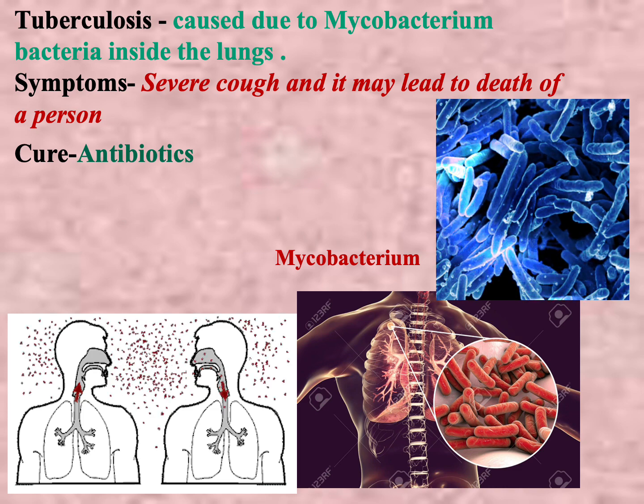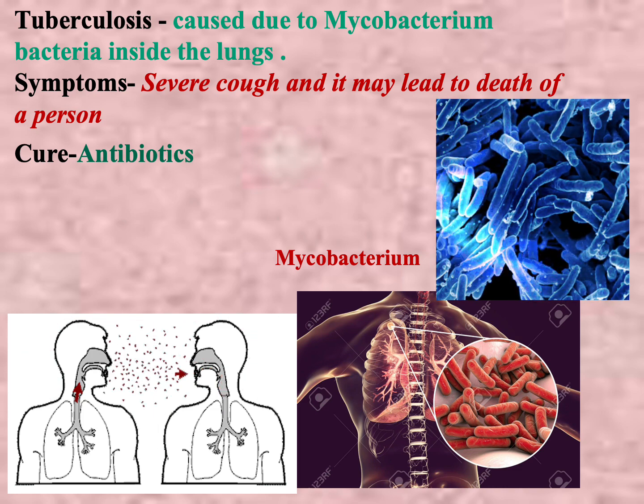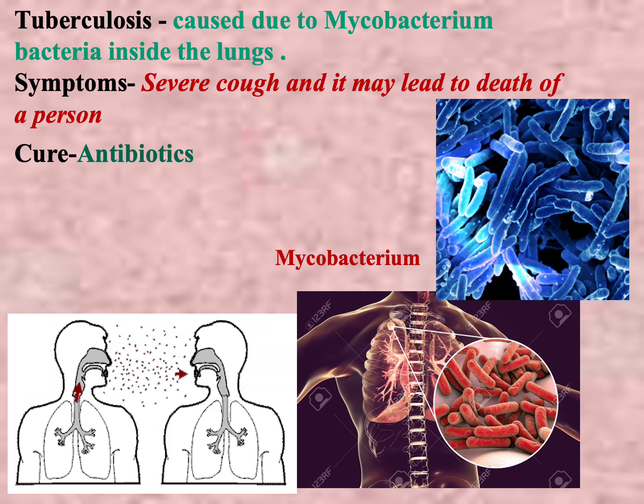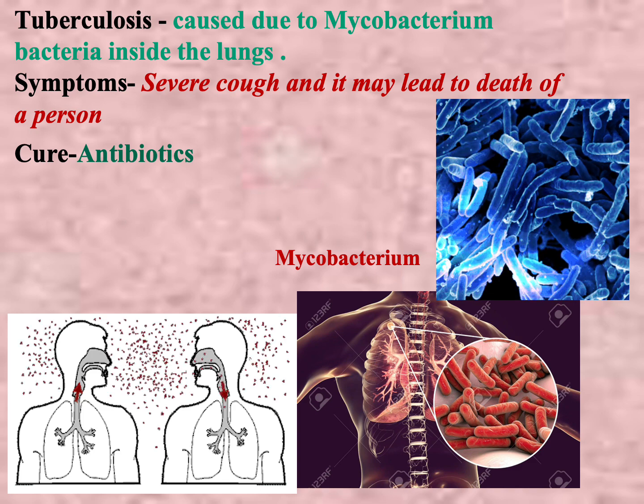This bacterium is found inside the lungs. This disease can travel from one person to another person through air. It's an airborne disease. What are the symptoms of tuberculosis? A person will have severe cough. Sometimes during the cough, the person may also bleed. And finally, it may lead to the death of the person. What can be the medicine for this tuberculosis? The cure for this disease, tuberculosis, is antibiotics.